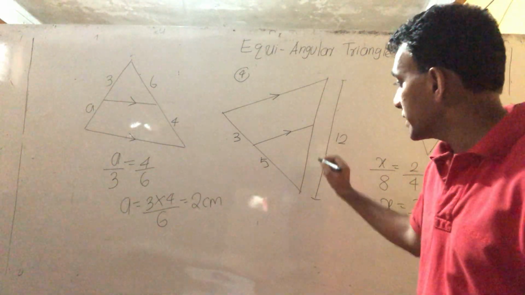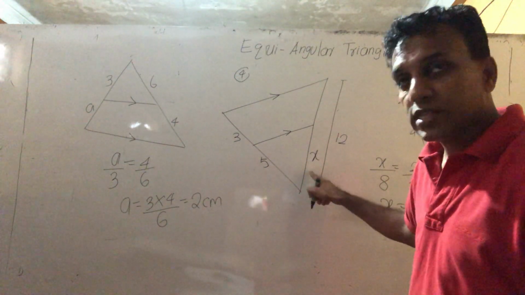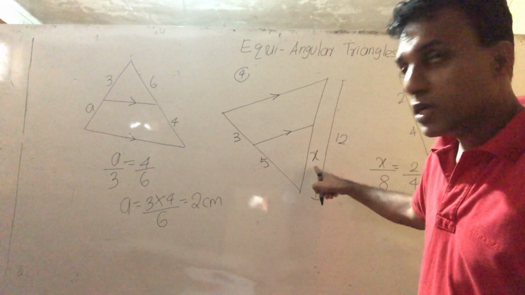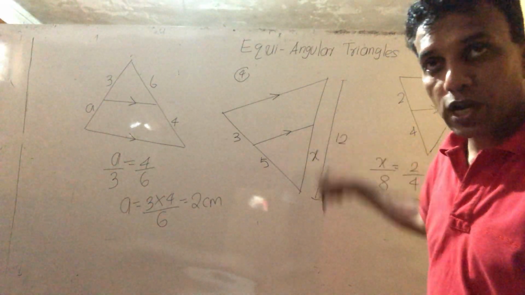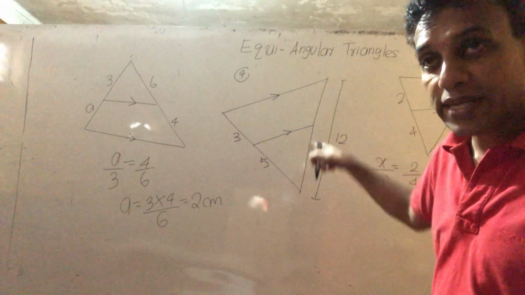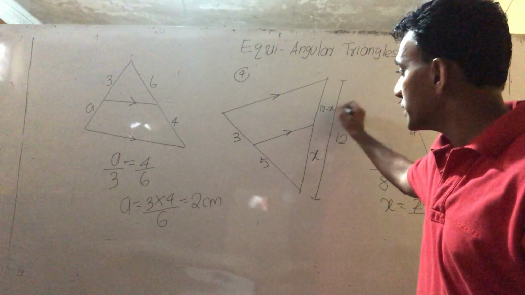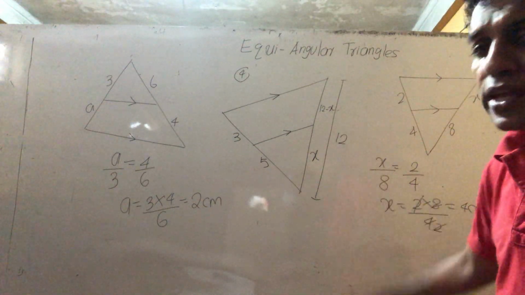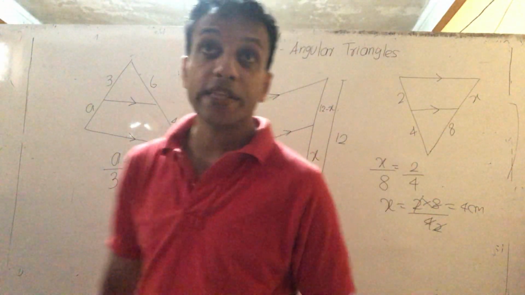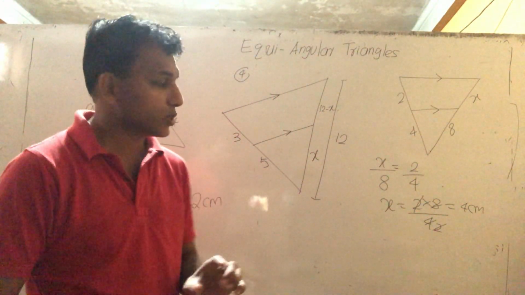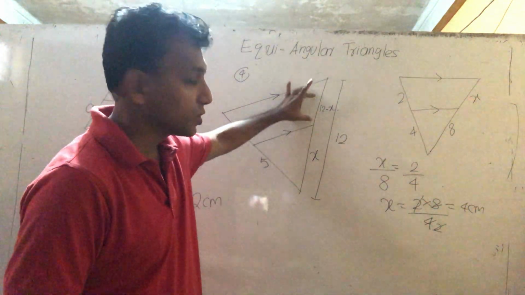So I say this is x. This is 5, here 3. Totally 12. So here x means here what? 12 minus x. Okay. And now write the ratio and find the x value. If we know the x value, then this part is also known.